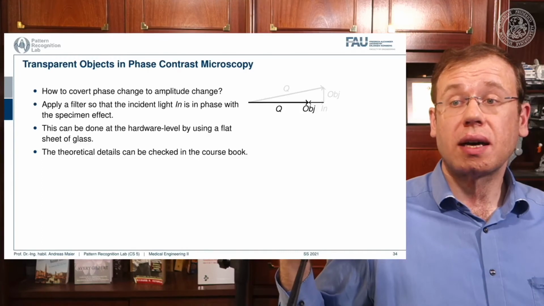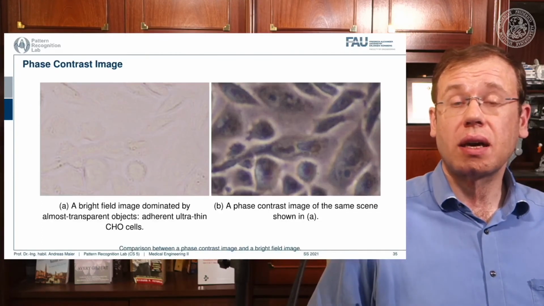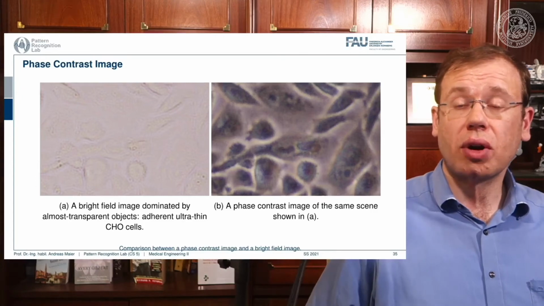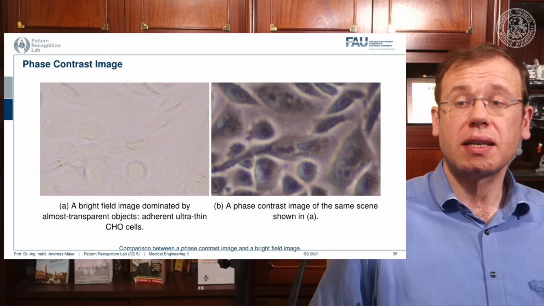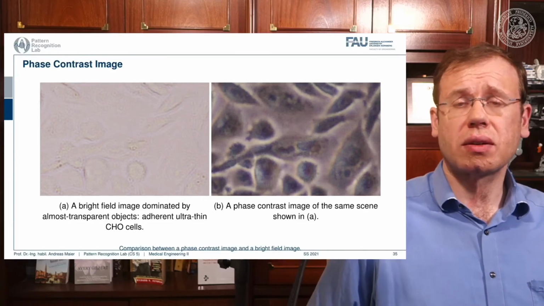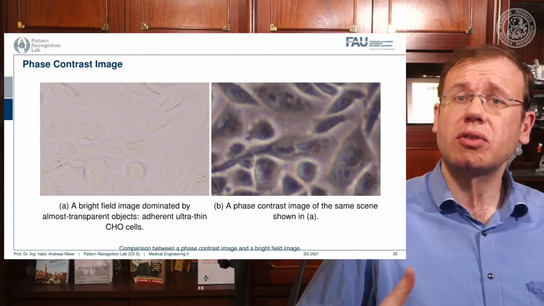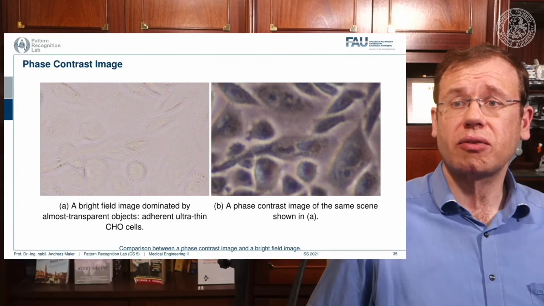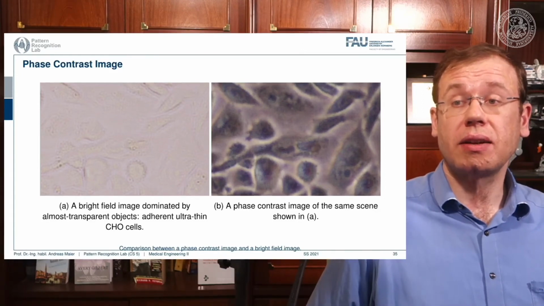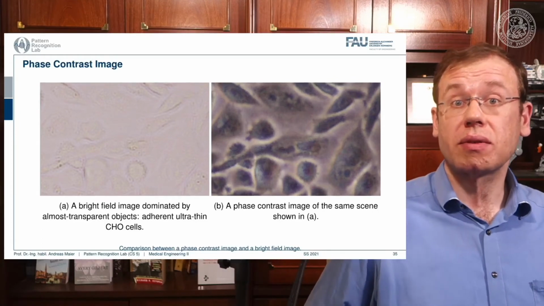Let's have a look at how this looks. And here you see our good friends, the Chinese hamster ovary cells on the Brightfield microscope on the left hand side, and on the right hand side you see the phase contrast image. And while they are almost invisible on the left hand side, we have a very good contrast on the right hand side because we use this trick with projecting the phase information into the actual amplitude domain, and suddenly we can see invisible stuff. So that's pretty cool.